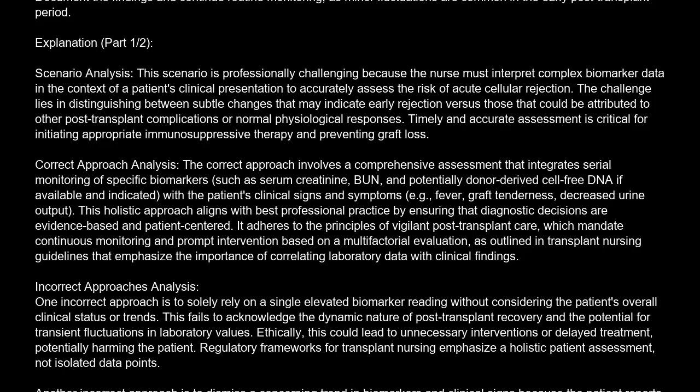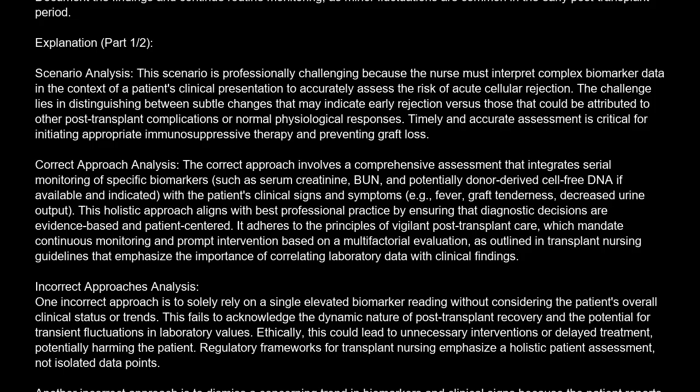Incorrect approaches analysis. One incorrect approach is to solely rely on a single elevated biomarker reading without considering the patient's overall clinical status or trends. This fails to acknowledge the dynamic nature of post-transplant recovery and the potential for transient fluctuations in laboratory values.